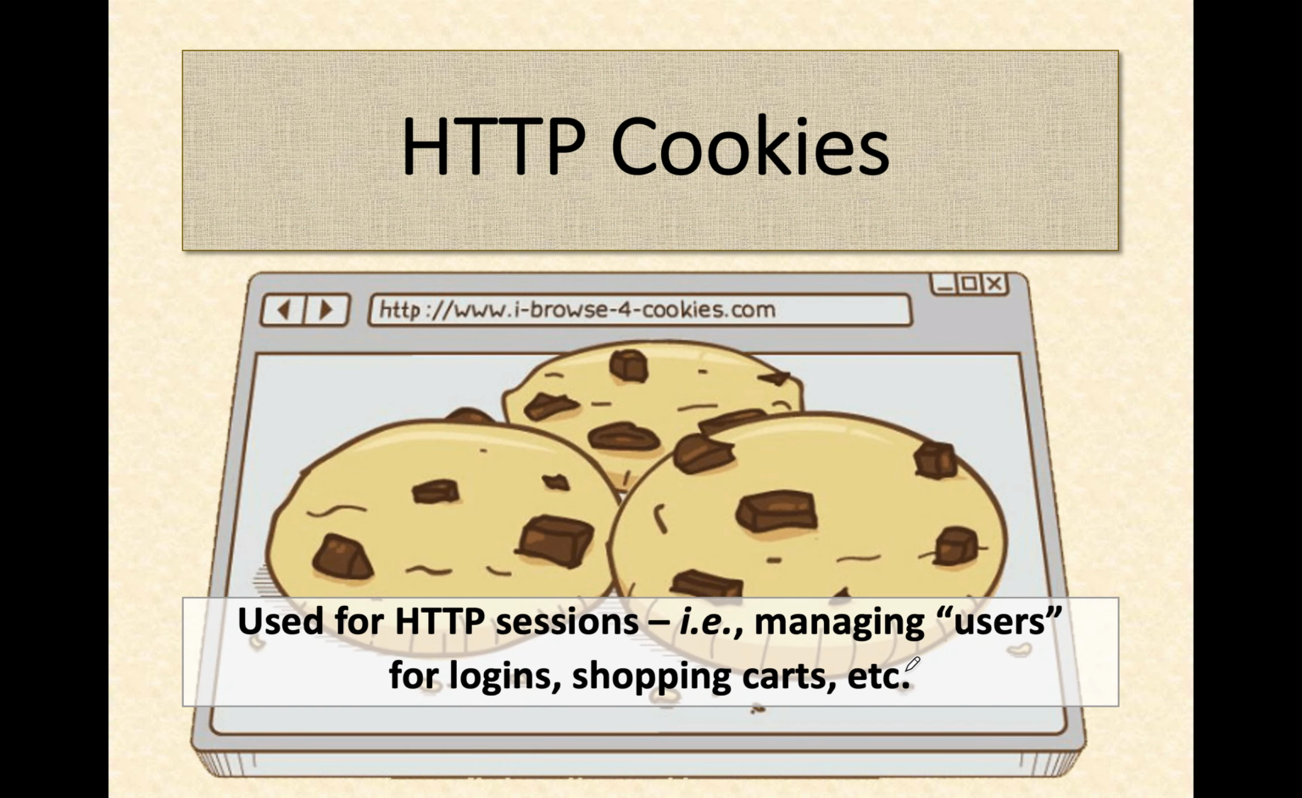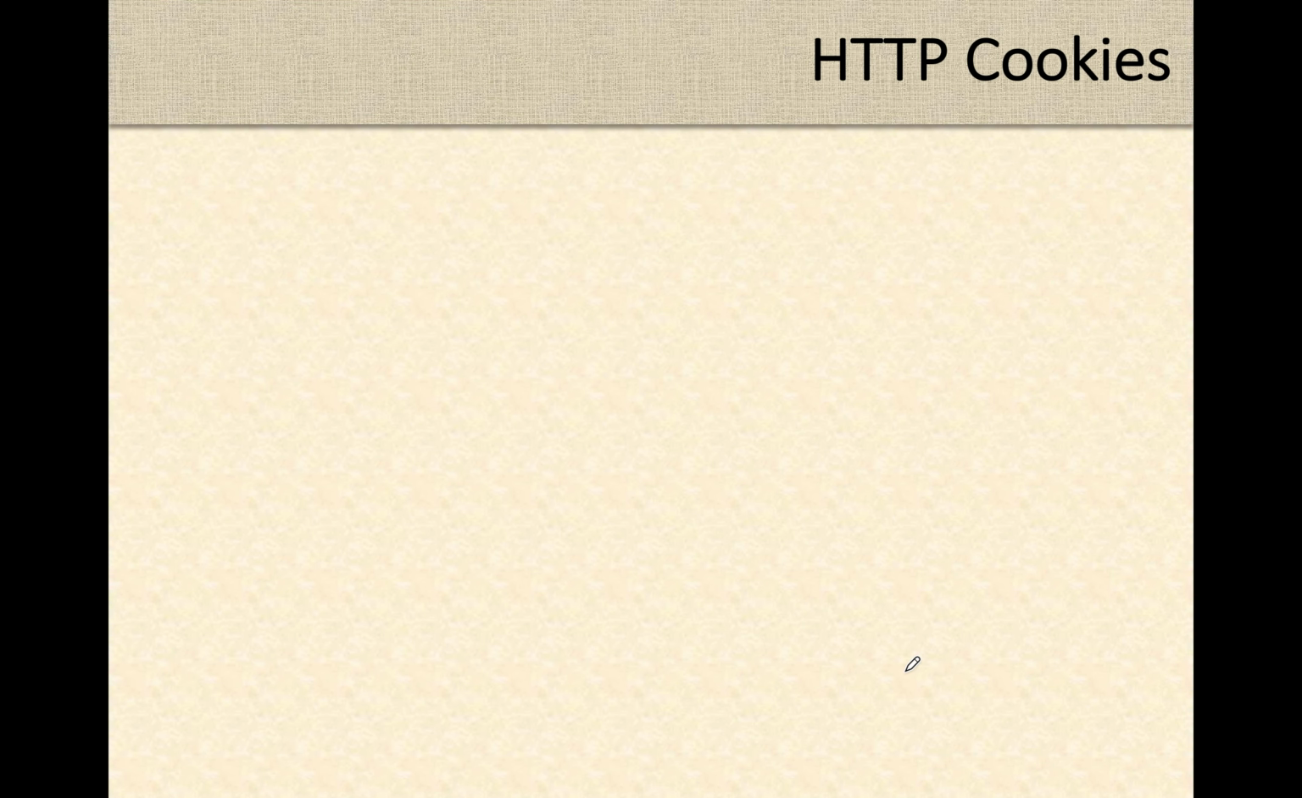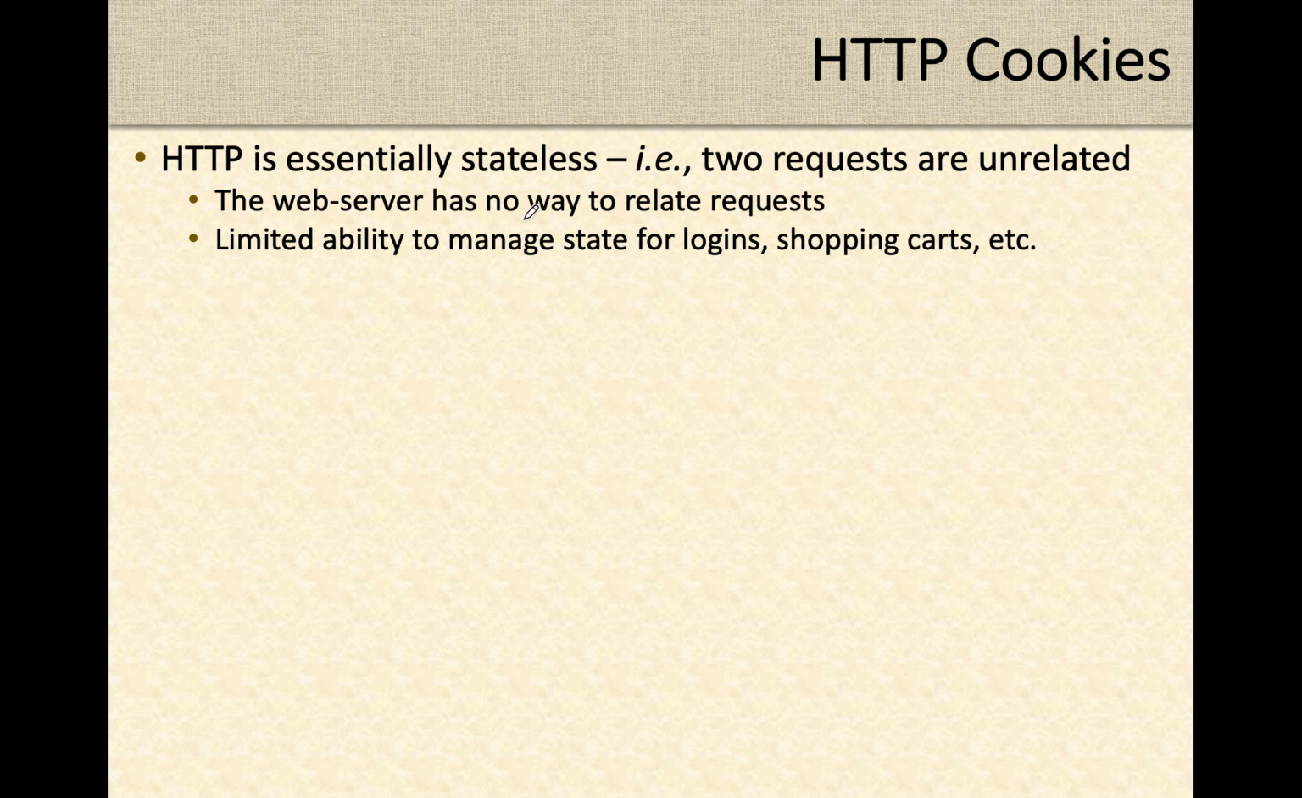Keep in mind, HTTP is basically a very simple protocol, right? So by default, HTTP is essentially stateless. That means two requests to the same web server, even from the same browser, are completely unrelated. So the web server has no way to actually relate these requests. And since we cannot relate them, this limits the ability of the server to manage what's called state, which is important for things like logins and managing shopping carts. The state basically says who is logged in; it gives that relationship between successive requests from the same client.